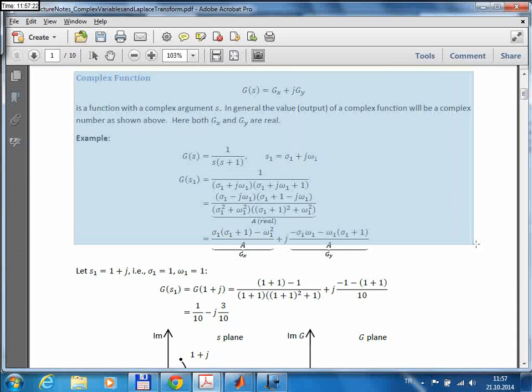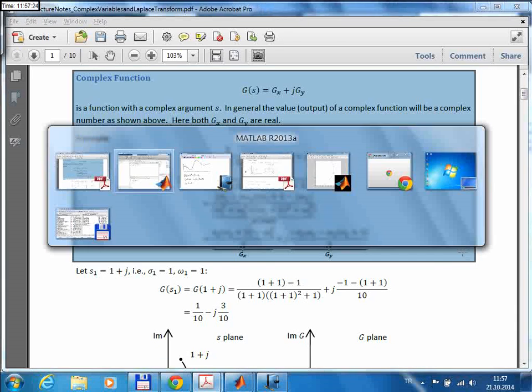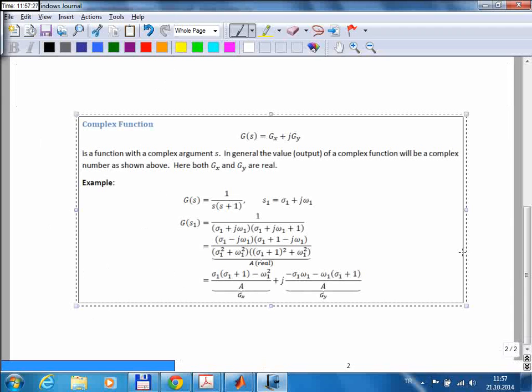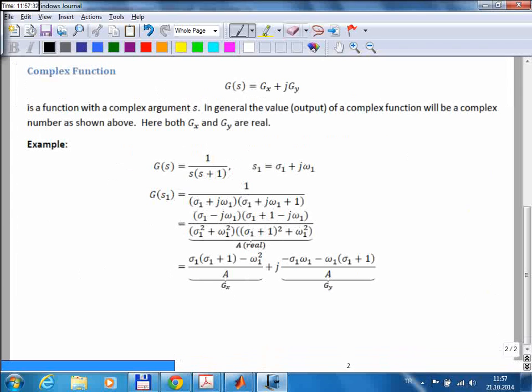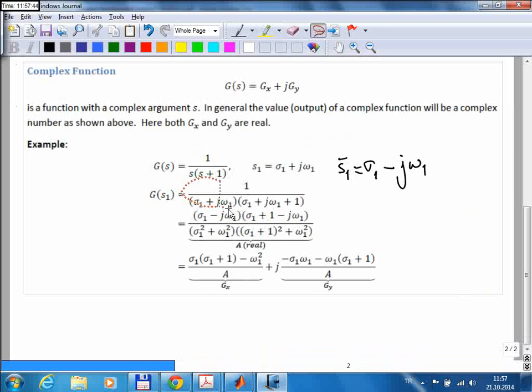So maybe I can carry this over to the next line. In general, the complex conjugate is represented by a bar over the variable. So S1 bar is the complex conjugate. This is going to be sigma 1 minus j omega 1. So what I do here is, so this is my original function. I multiply both sides of this ratio with the complex conjugate of this thing. And then I do the same thing for the complex conjugate of the other thing.